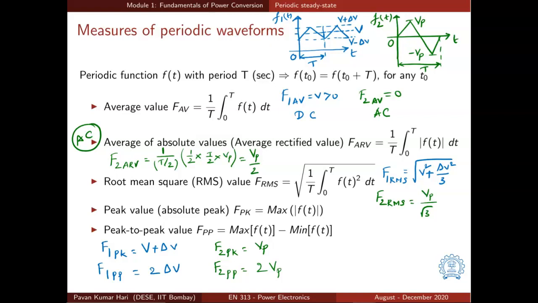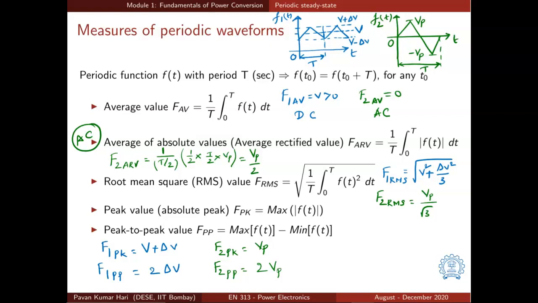And yet another measure which is quite popular is the root mean square value, the RMS value. It is denoted by F RMS. The RMS value of f of t is denoted by capital F with a subscript RMS, and it is the square root of the integral 0 to T of f of t whole square dt divided by the time period. So the RMS value of the DC periodic waveform that we considered here, f1 of t, is denoted by f1 RMS, and it can be shown to be equal to the square root of V square plus delta V square by 3.